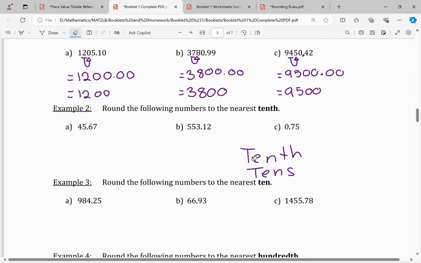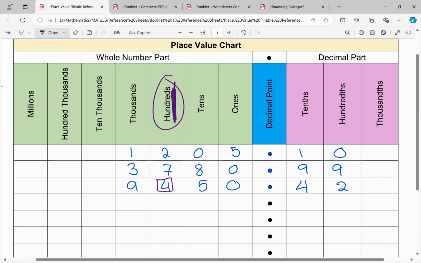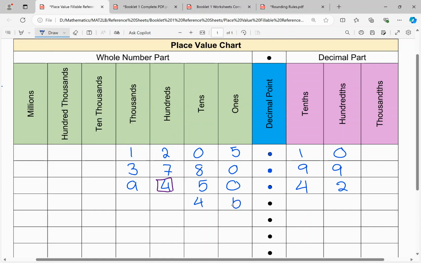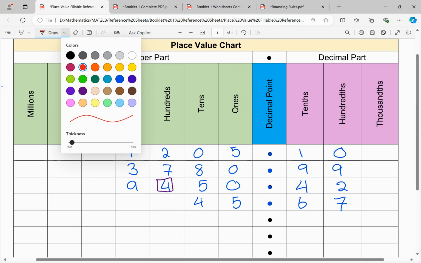So example 1 is 45.67. We need to find where the tenths is. And you can start by using this sheet until you get comfortable. 45.67. Let's draw that in. Making sure the decimal is in the right spot. Now, the tenths is going to be in this spot right here.